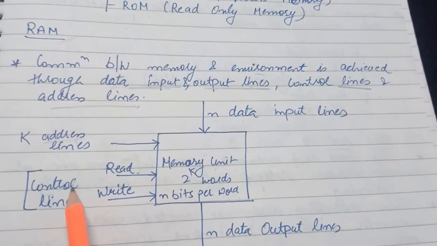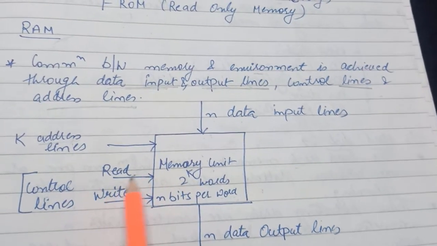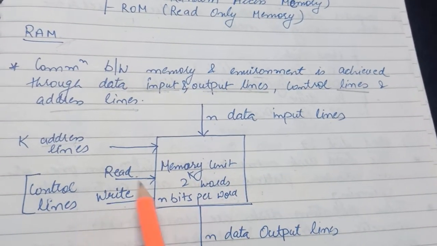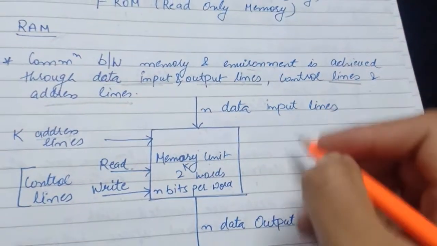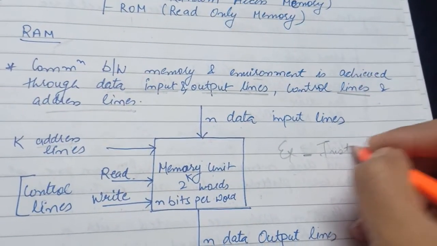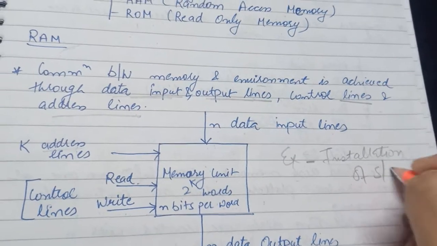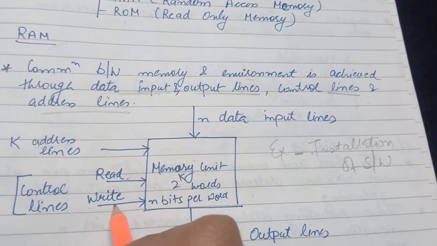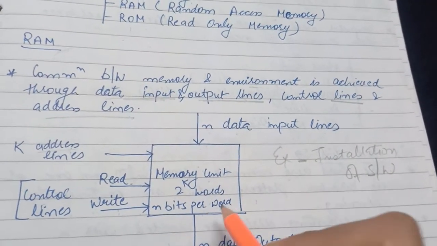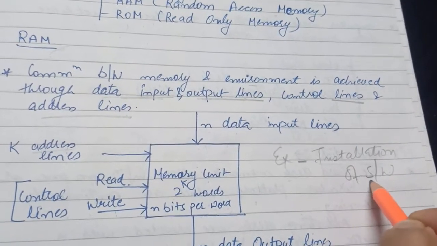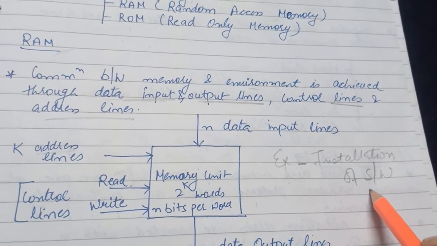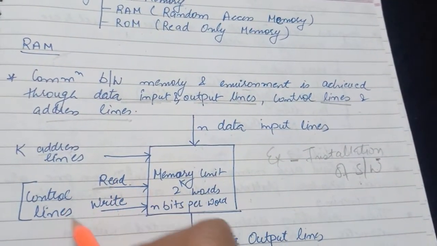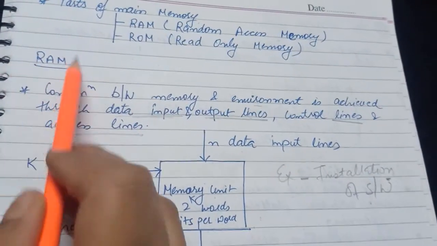Apart from the address, next we have our control lines. There are two control lines, one is read, another is write. We can understand it by the words: read means that we are reading something from the memory, and write means we are writing something into the memory. For example, installation of a software. Whenever we install any new software in the system, it means we are writing that particular thing into the memory through which it will get loaded into the operating system program. Second thing, once the installation is done, whenever we use this particular software next time, that will be known as reading. So this is what read and write mean in the memory in terms of RAM.